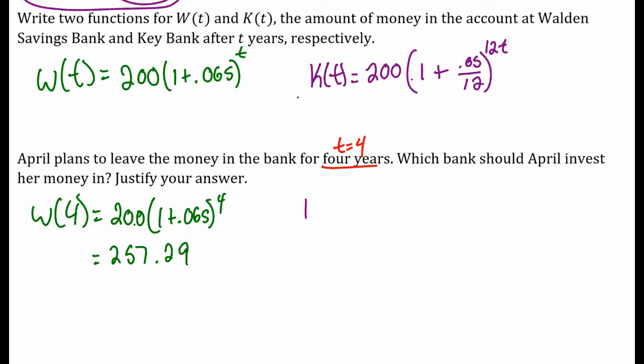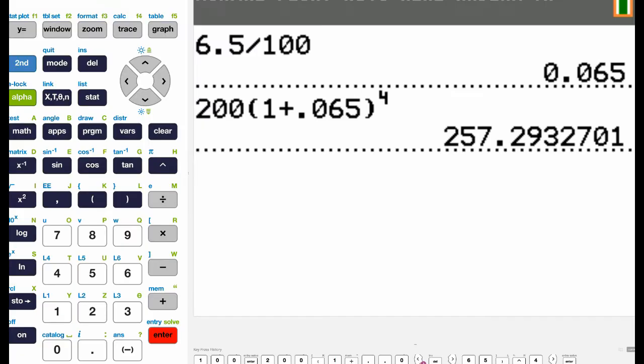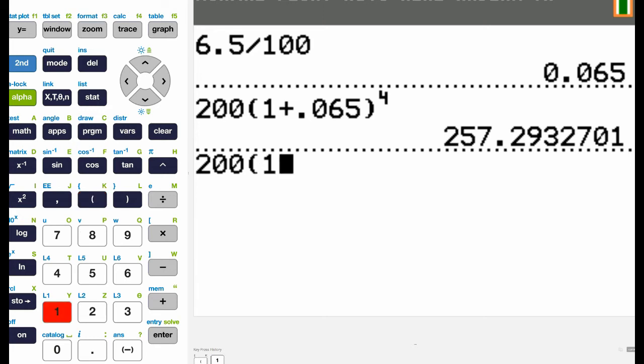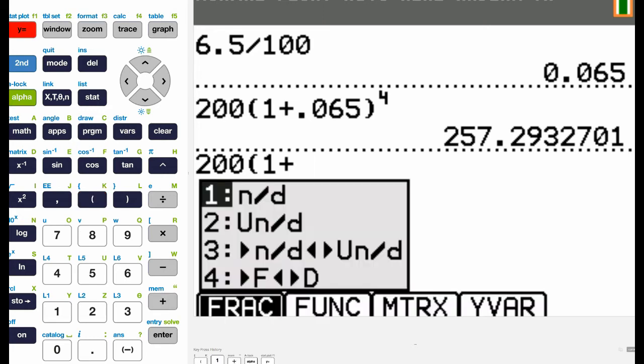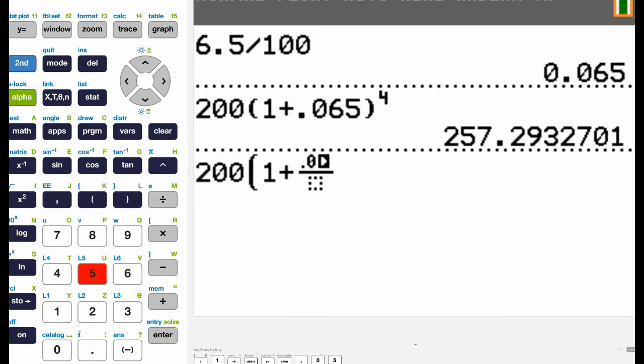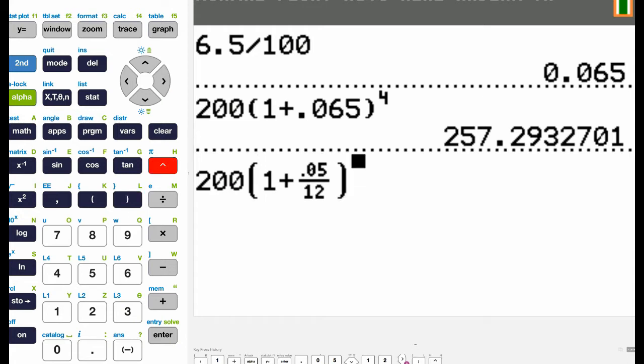KeyBank, we need to plug in a 4. 200 times 1 plus 0.05 over 12 raised to the... Sometimes it might be easy to do this in your head. 12 times 4. 12 times 4 is 48. So maybe you just type in a 48 there. 200 times 1 plus... Now, if you have a fraction template, now's a really great time to use that. 0.05 out of 12, just to keep things organized. Raised to the... If you have a TI-83, make sure this is in parentheses. You can type in 12 times 4 or just type in 48. Doesn't matter.